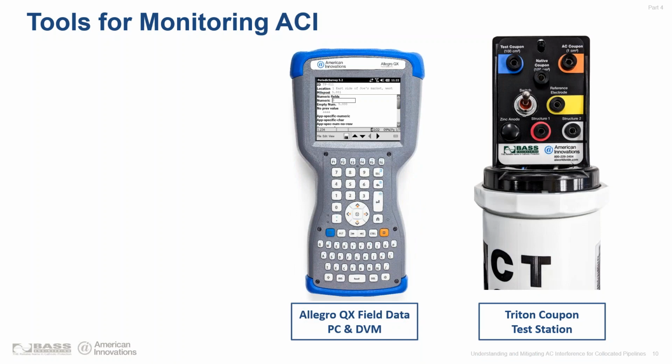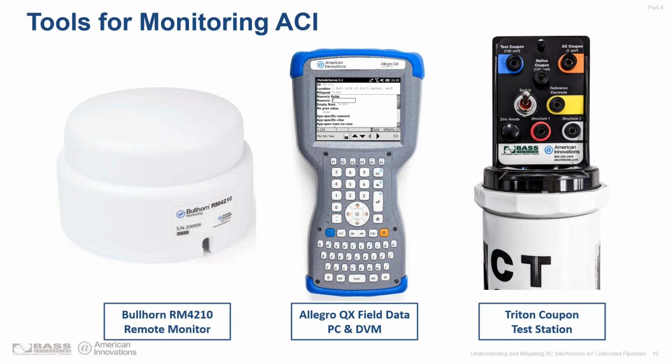You're also going to want to have some sort of digital voltmeter. The Allegro has one built in, which you can use to take all of the measurements that you need from the coupon test station and capture any notes that you have in the field so that you can always reference them in the future whenever you need to see how this threat is progressing over time.